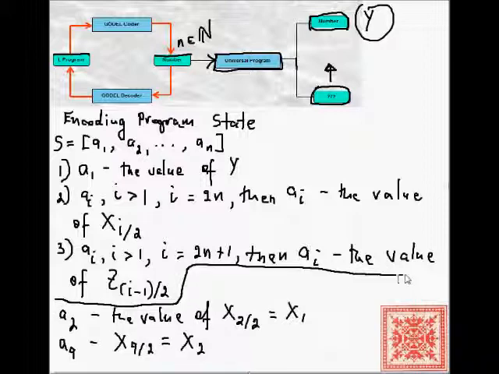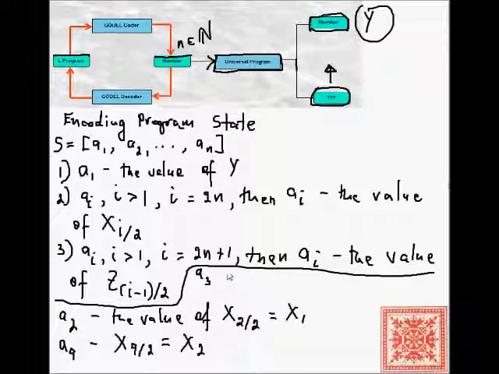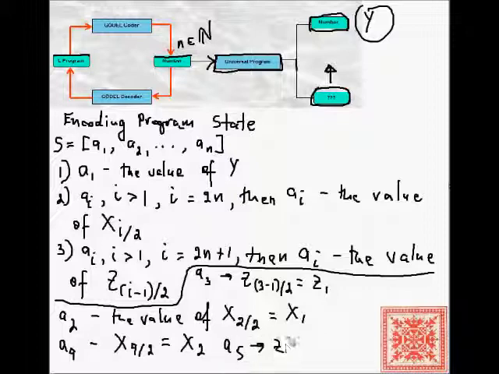Let's play with a couple more examples. A3 encodes z sub (3 minus 1) divided by 2, which gives us z1. That's the value of z1. And A5 encodes the value of z sub (5 minus 1) divided by 2, which is z2.